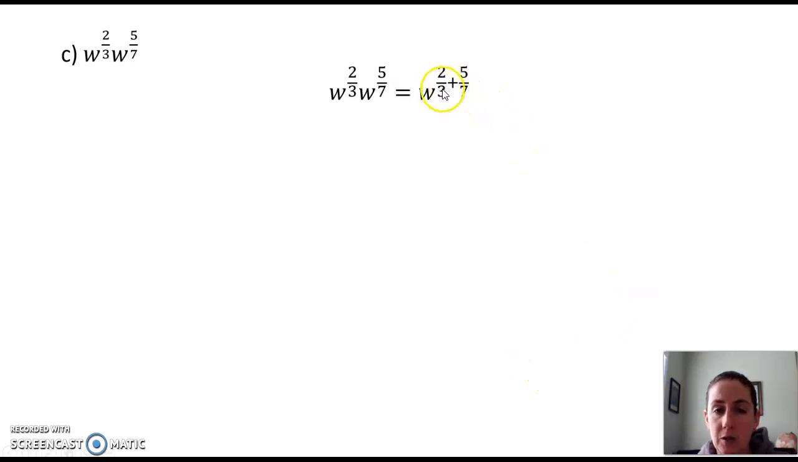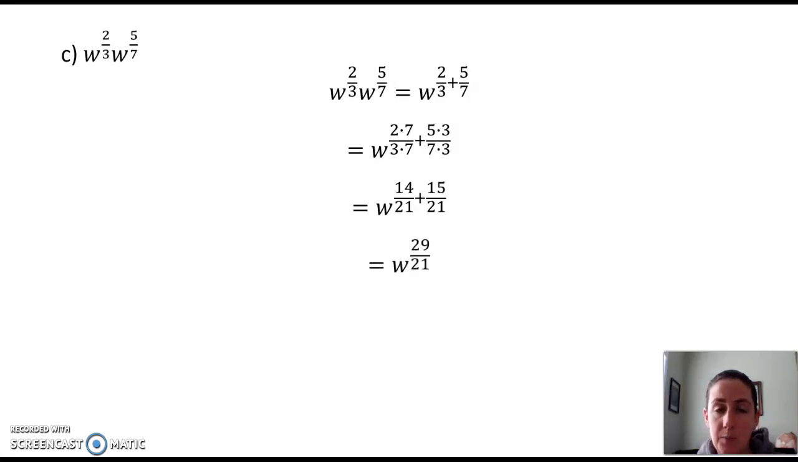So here I'll take this 3 and multiply the top and the bottom here by that. Here I'll take this 7 and multiply the top and the bottom here by that. And that'll give me w to the 2 times 7 over 3 times 7 plus 5 times 3 over 7 times 3. So when I multiply those out, I have 14 over 21 plus 15 over 21. Notice now I have a common denominator. Once the denominator is the same, you can add or subtract their numerators over that denominator to get 29 over 21.